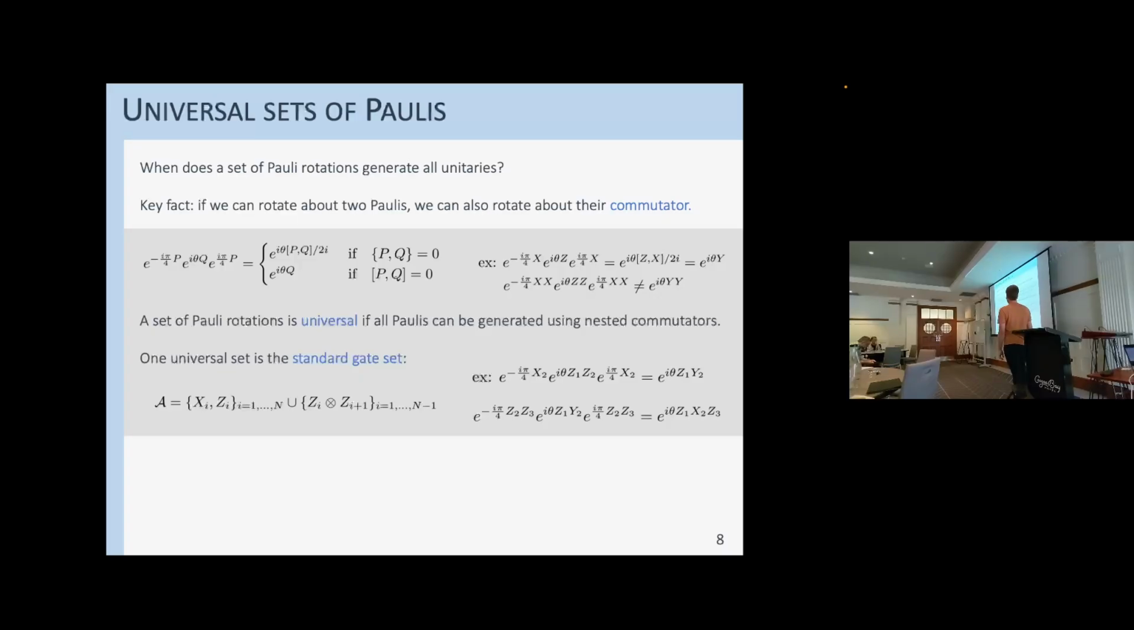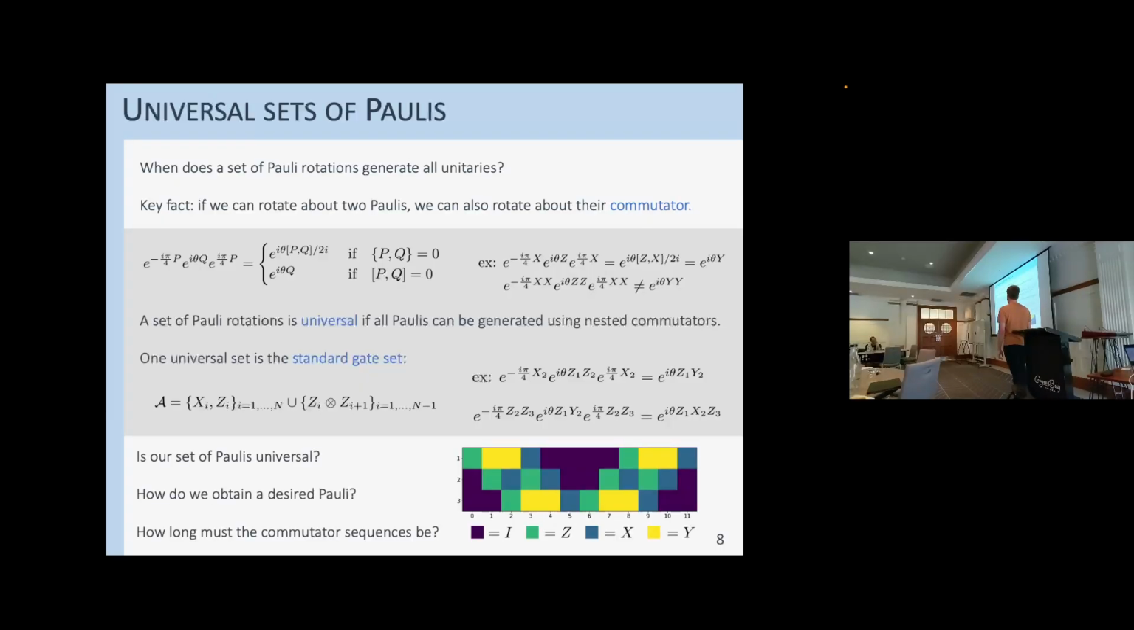And so you can see how from these things I can build other Pauli strings. By taking the commutator of Z1 Z2 with X2, I can get a ZY rotation. And I can take that ZY rotation and do another commutator with Z2 Z3, and I get a ZXZ rotation, and so on. You can see how I can build up every Pauli string in this way with this gate set. And so the question is, given some set of Pauli strings, can I build every Pauli string by taking the sequence of commutators? Okay, so that's the problem I'm going to be thinking about for the rest of the talk.